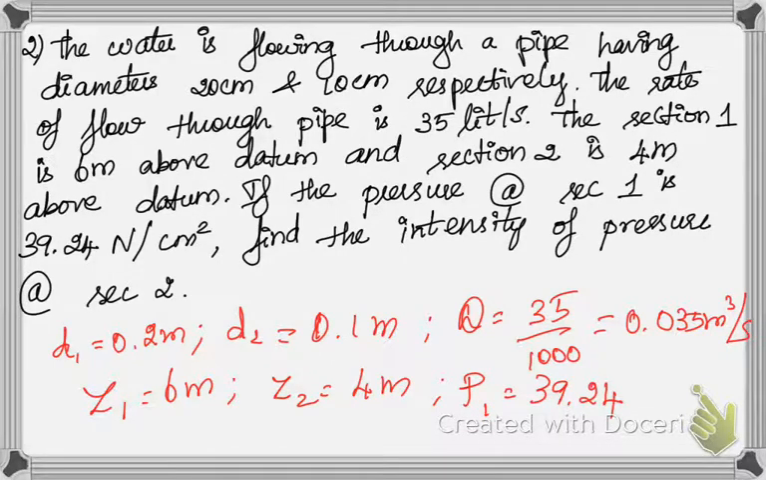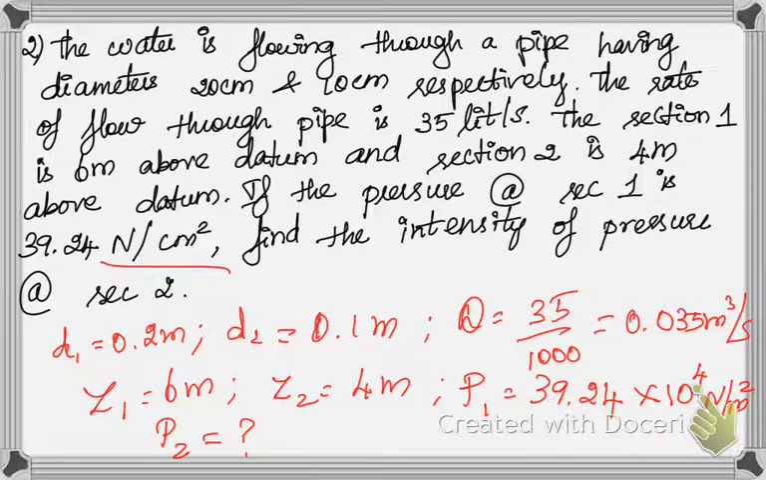So while converting into meter square, it becomes 39.24 × 10^4 Newton per meter square. So beware of the units given in the problem. Convert all into SI units, that is in meter, so that it will be easier to do our calculation. Then they have asked us to determine the intensity of pressure at section 2, which means I have to determine P2. Okay, so I have written all the given data.